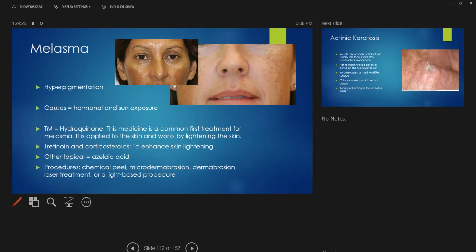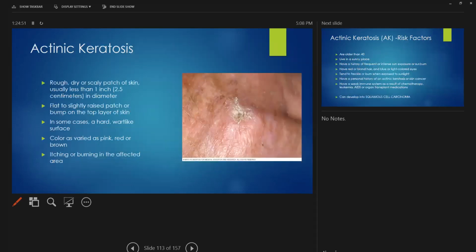is also used and can help kind of shed some of the keratin and help the tissue not look so hyperpigmented. There's chemical peels, microdermabrasion, laser treatments, and light-based procedures, all of which kind of shed the outer layers of skin. So that's melasma, hyperpigmentation.